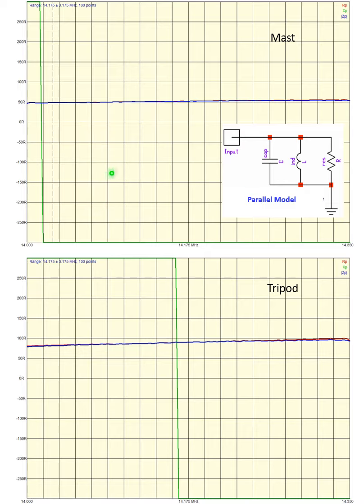But the one thing that's noted, you can see this transition here on the reactance. It flips from high to low, so that resonant frequency is right here when we're on the mast, and we can see it's up higher, as we noted on the other plots on the tripod.